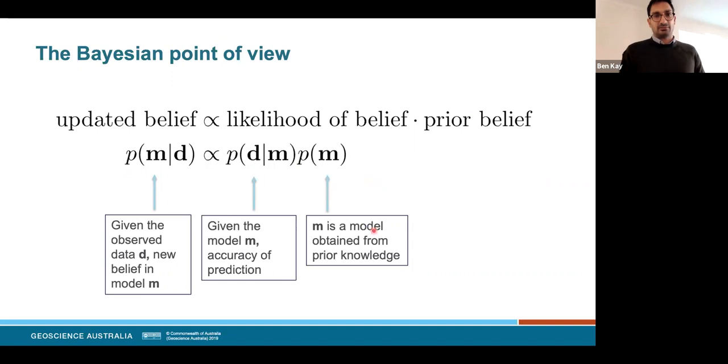You start from your prior knowledge, you look at the accuracy of the predictions for your likelihood, and then you get this updated belief in your model. And that's really all there is to it. It's not very much more complicated than that.